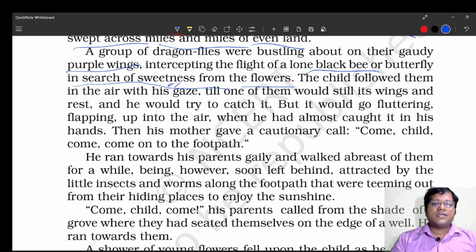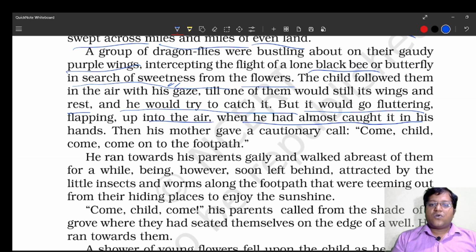The child followed them in the air with his gaze. The boy was very much attracted to the beauty of these insects. As a result, he was looking at the insects till one of them would stop its wings and rest, and he would try to catch it, but it would go fluttering. Suddenly, one of the dragonflies came and sat on the finger of this little boy's hand. The boy wanted to catch the dragonfly, but it fluttered and flew away into the air.